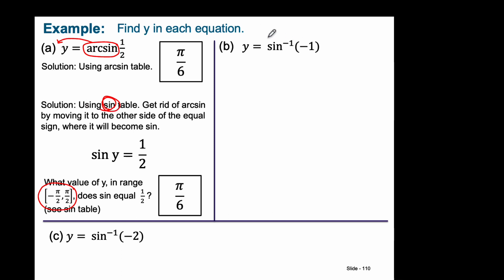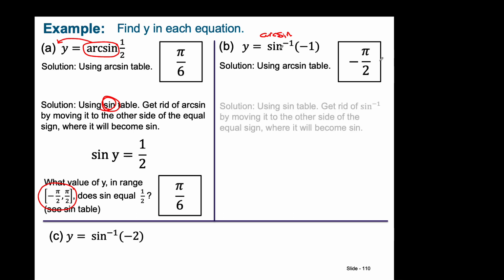All right, let's try this one right here. Y equals inverse sine of -1. This could also be written arcsine, you guys. Just really want you to recognize that it's just a different notation, okay? All right, to use the arcsine table, we would find that arcsine of -1 is equal to -pi/2. That's just on our table from the last slide.